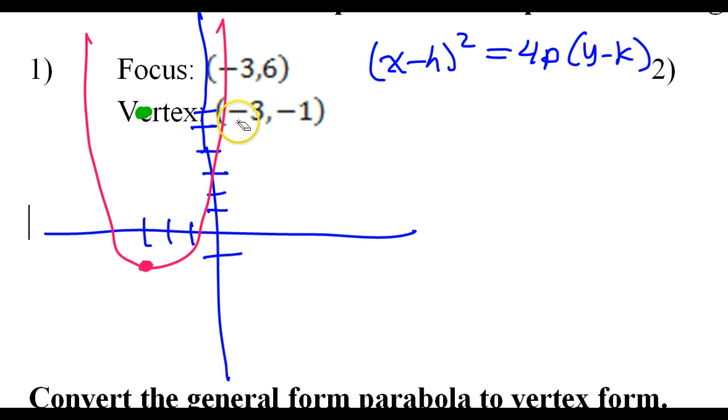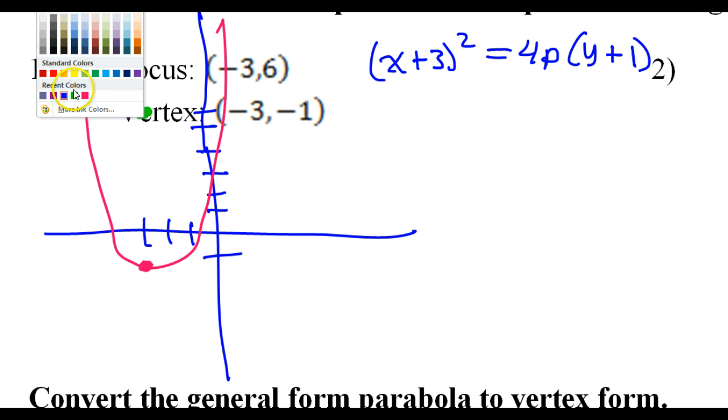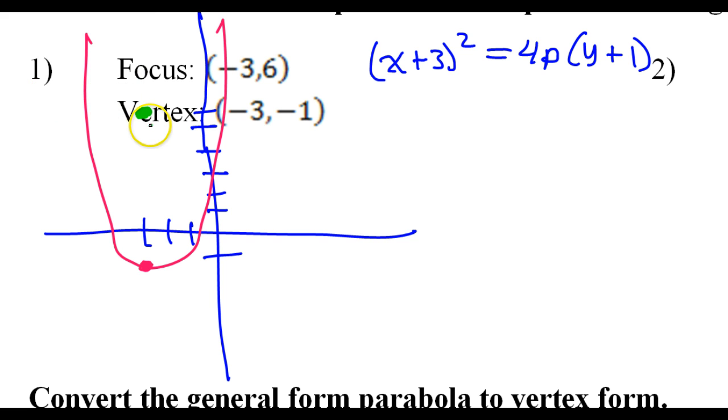Now let's go ahead and put the vertex in there. The coordinates of the vertex go in the parentheses. So this -3 is going to show up here as a +3. And this -1 is going to show up here as a +1. So all I really need to know is what the p-value is. But the p-value is just this distance right here. This is the p-value between the vertex and the focus.